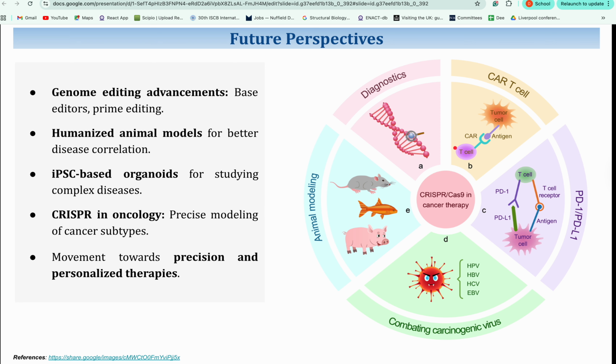Now in this I have taken the figure from this particular paper. So CRISPR-Cas9 in cancer therapy. So what are the different things which are ongoing? So first of all, we can go for diagnostics.